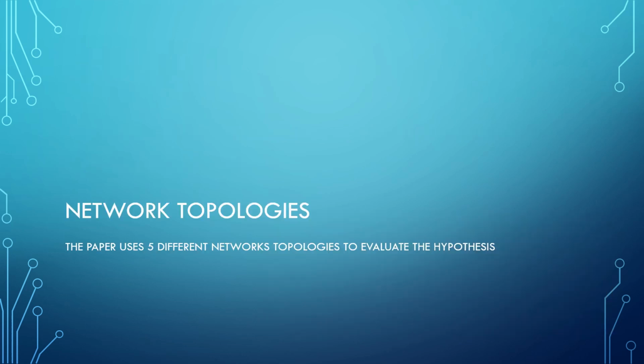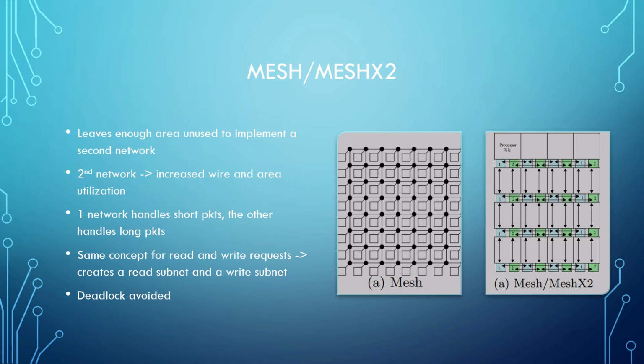So let's go over some of the network topologies and the routing algorithms that were used in this paper. There were 5 that were used to evaluate the performance. The first one was mesh and mesh XU, a variant of the mesh with 2 networks. Mesh is pretty straightforward and simple. Each tile connects to each router. That's how the routing takes place. The second network is the first network repeated with increased wiring and area utilization. We'll go over what functionality each network handles later on in the presentation.